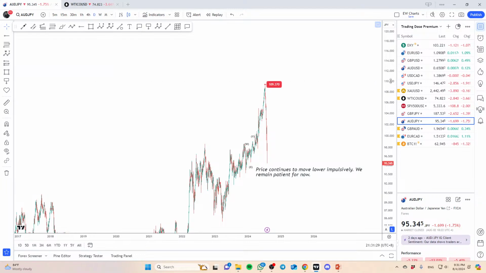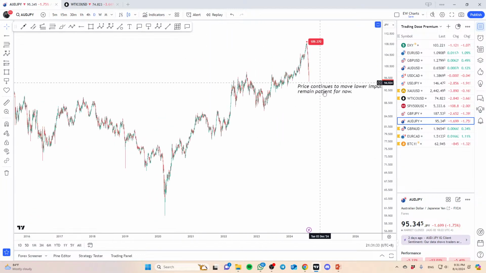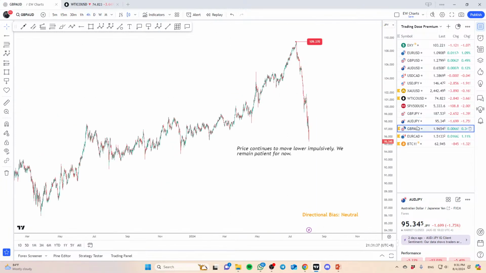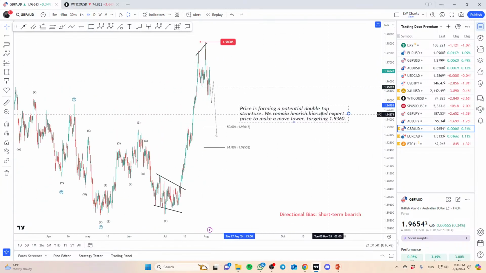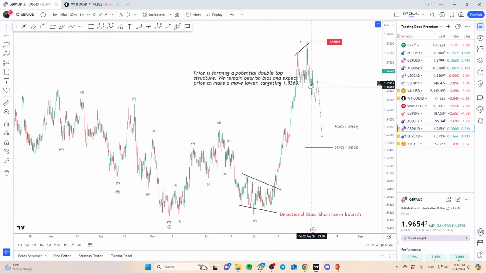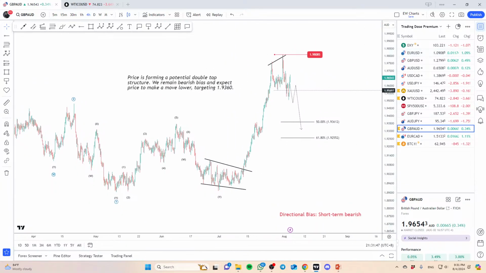Again, going up to the high time frame, you can see this is definitely overextended to the upside. We're doing that pullback at the moment. Pound Aussie is something you can keep an eye on as well, because there is an opportunity that may present itself.